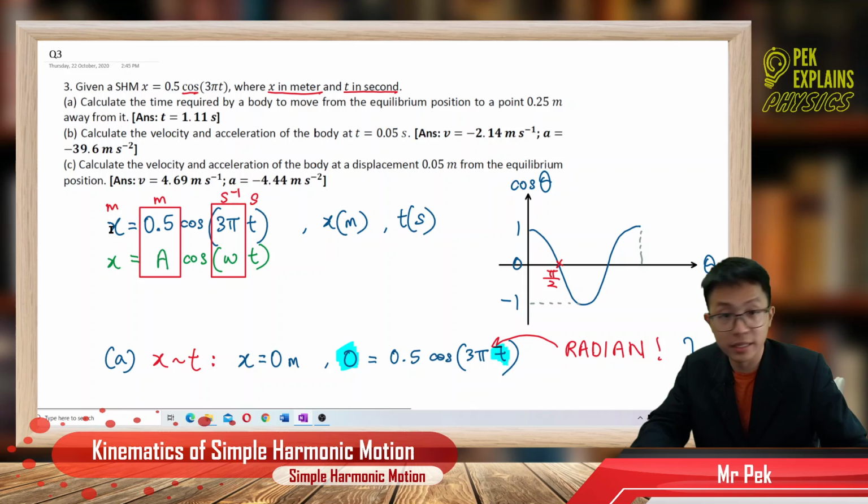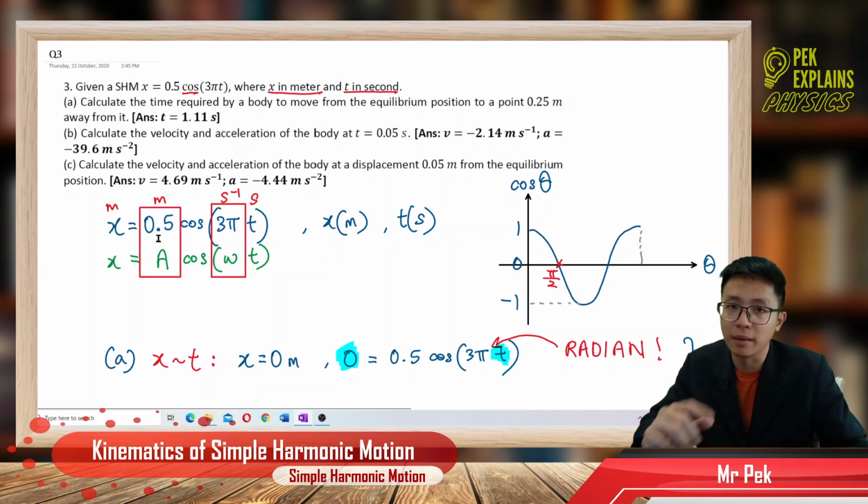If the displacement is cm, then our amplitude will be cm. If our time is millisecond, then our omega is per millisecond. So you have to always check the unit first. Write it down here. Okay, finish that.